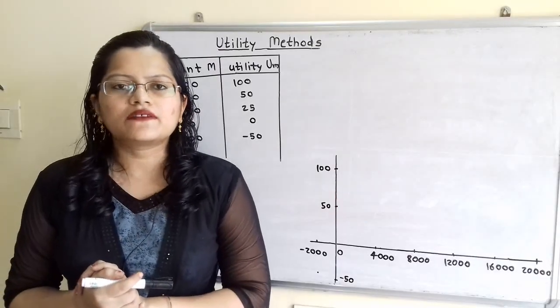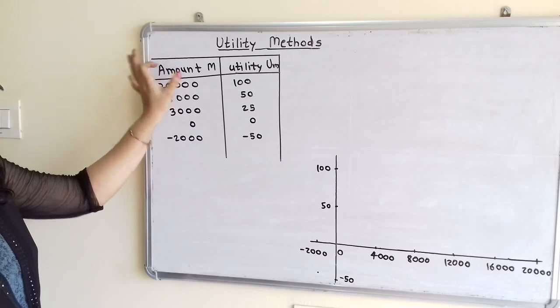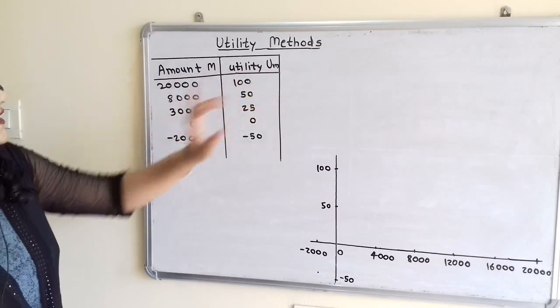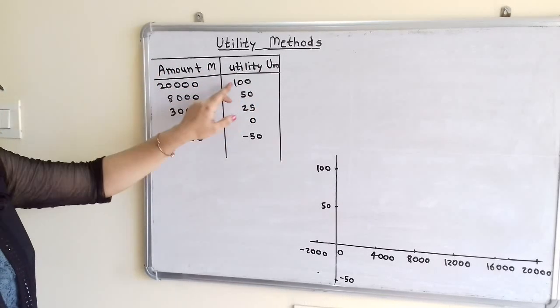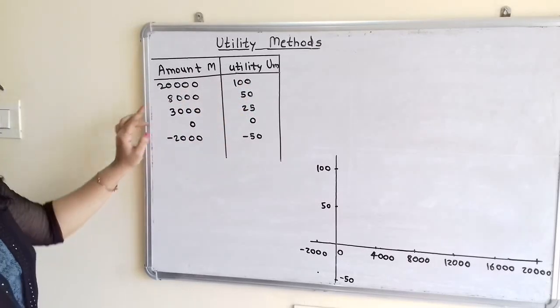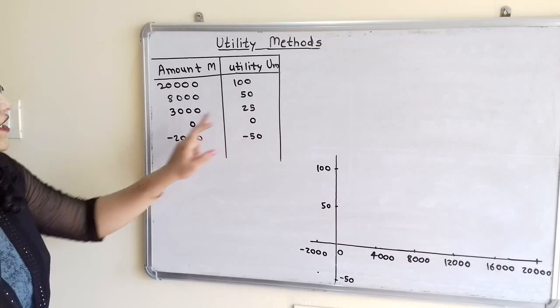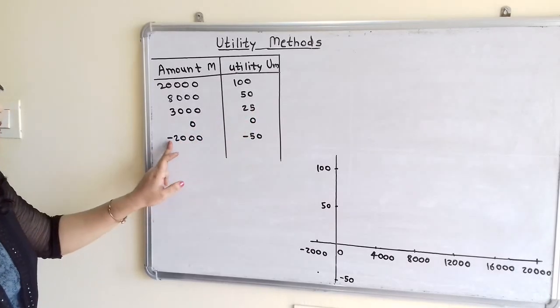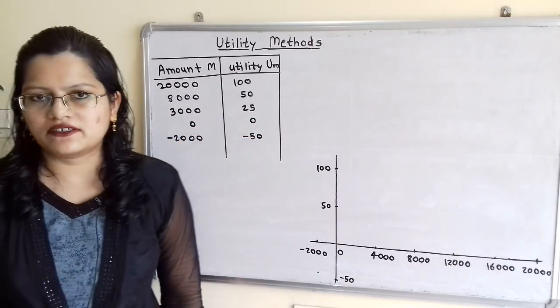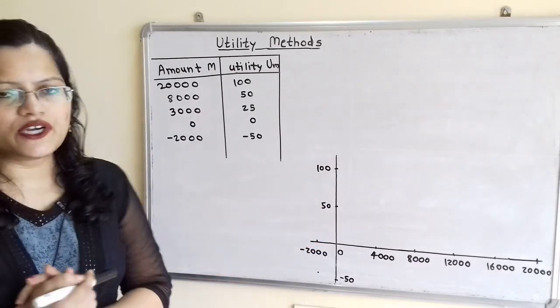Now we will make here one table that will have amount, that is M, and utility UM. So when amount is 20,000, utility is 100. When it is 8,000, then it is 50. For 3,000, it is 25, for 0, it is 0. And for minus 2,000, it is minus 50. Now we will plot here one curve.